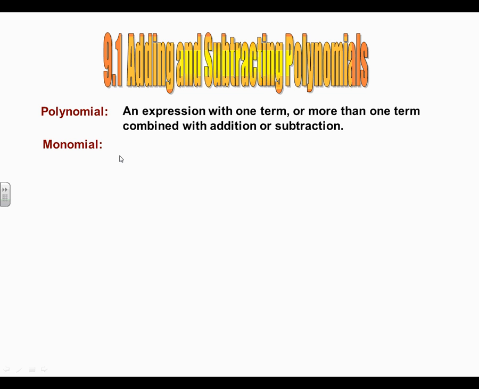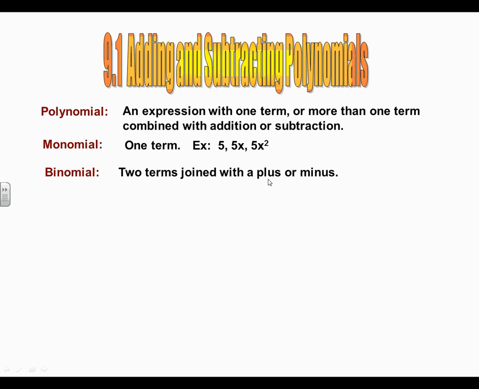If you look at the prefix, mono means one, so this is made up of one term, such as a regular number like 5, or it can be a coefficient and variable combination such as 5x, or even have exponents such as 5x squared. Next type is a binomial. Bi is a prefix for 2, therefore we have two terms that are joined with either a plus or a minus sign. So examples could be x plus 5 or 3x squared minus 7x.